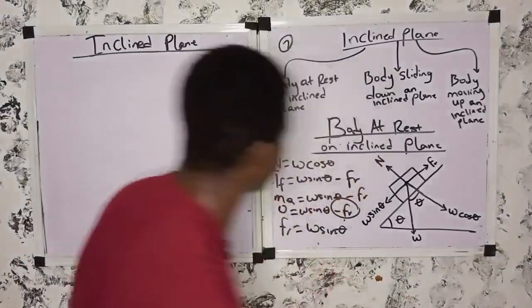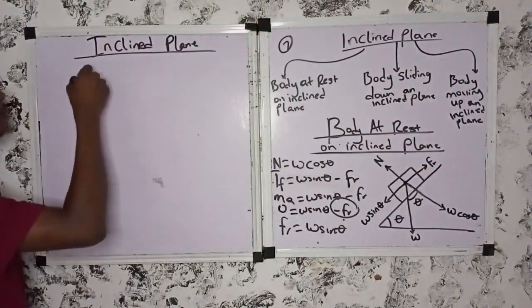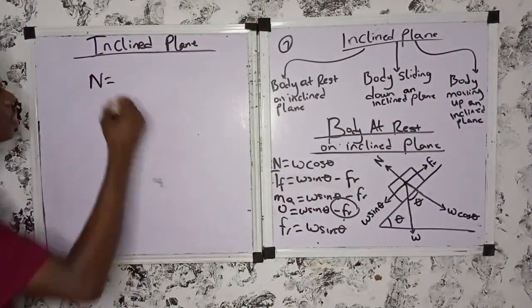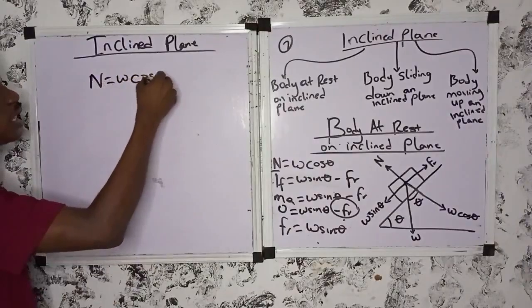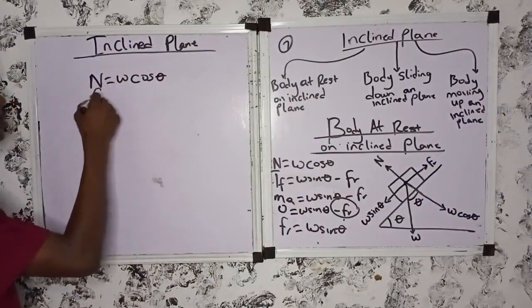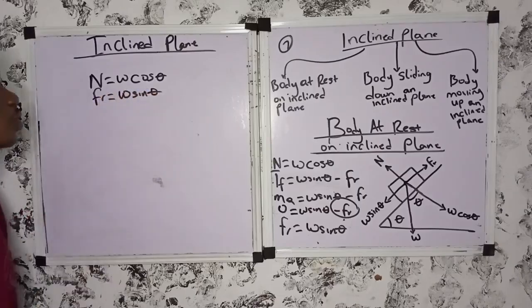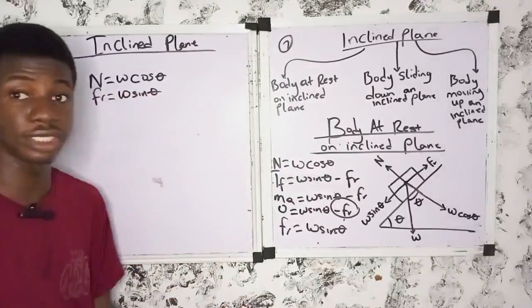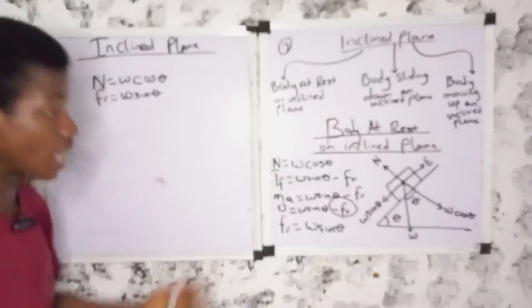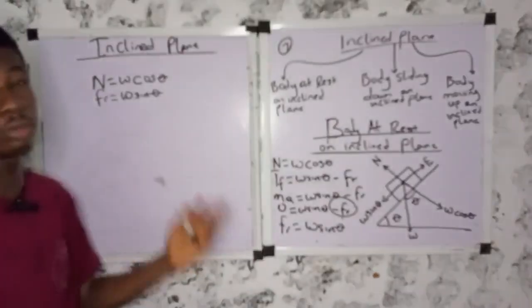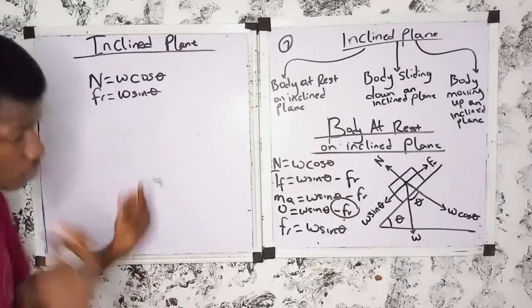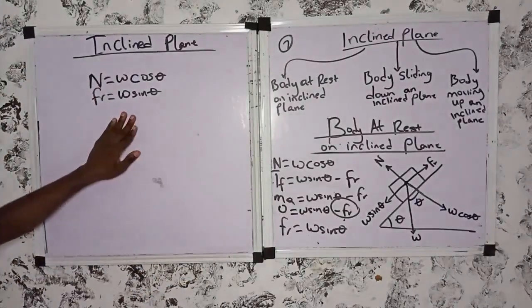So in the end, the normal reactional force equals W cos theta, right? Whereas the frictional force is equal to W sin theta. Okay, you know why the normal reactional force equals W cos theta, right? And you know why the frictional force equals W sin theta? Okay, so now let's continue.